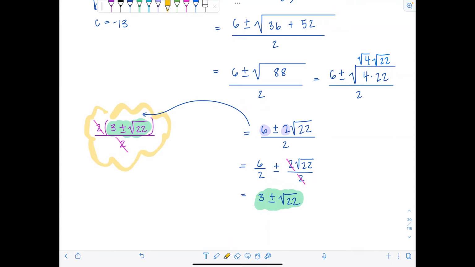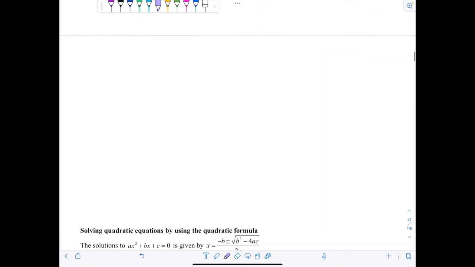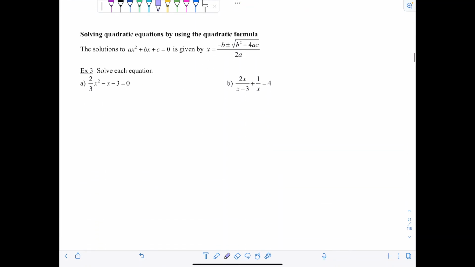So that's it. There were no restrictions. These are our solutions. And notice we couldn't have factored because we have an irrational solution, that radical 22. So we had to use the quadratic formula. Factoring is typically faster and easier whenever your equation factors. But quadratic formula will work for ones that factor as well. Okay, so moving on now, let's look at a couple more tricky ones.